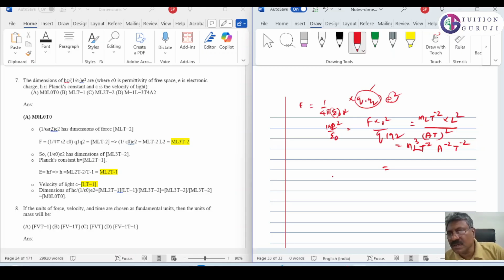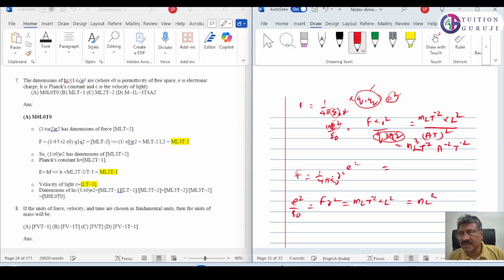Sorry, we made a mistake because already we had taken E square here. Therefore, this q1 q2 is not required here. So we will write once more F is equal to 1 by 4 pi epsilon 0 r square into E square. So what we are going to find out is E square by epsilon 0, which is equal to F into r square. So M L T raised to minus 2 into L square will give M L cube T raised to minus 2.